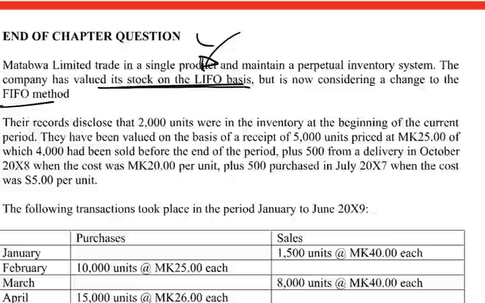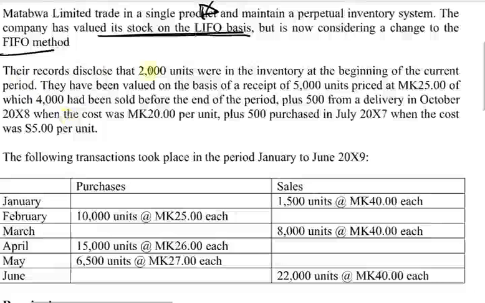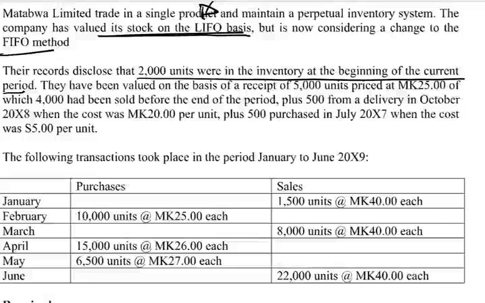The inventory now is valued using what? LIFO. Second, their records disclose that 20,000 units were in inventory at the beginning of the current period. So whatever we are going to be doing, we should know that there's opening inventory. We did not encounter a question with opening inventory. Now it's our chance to look at how we are going to treat opening inventory. But keep in mind, they were using what?